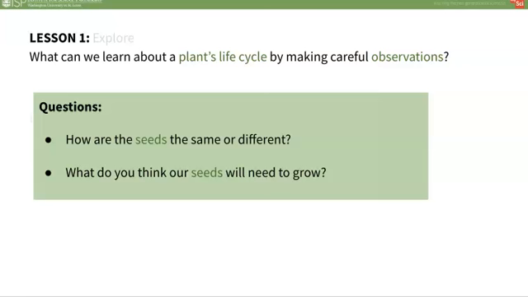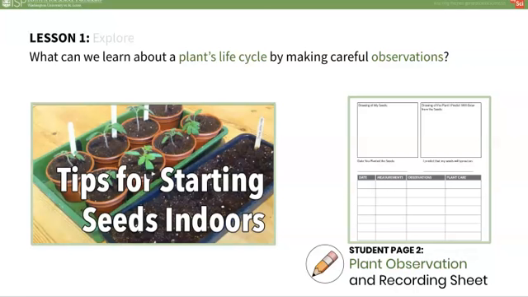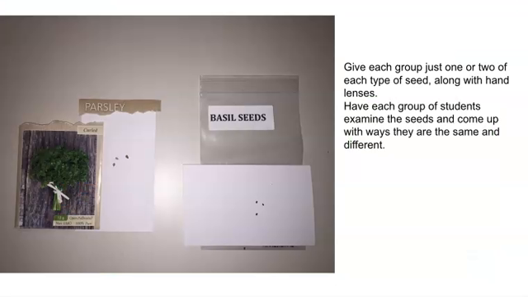Tell the students, now we are going to plant these new seeds and grow plants from them. What do you think our seeds will need to grow? Students may point out that the seeds need water to sprout and sunlight to grow. Next, hand out the plant observation and recording sheet. Give each group of students 2 peat pots filled with soil inside the 2 plastic cups and 6 seeds of 1 type. Refer to the tutorial for photos.